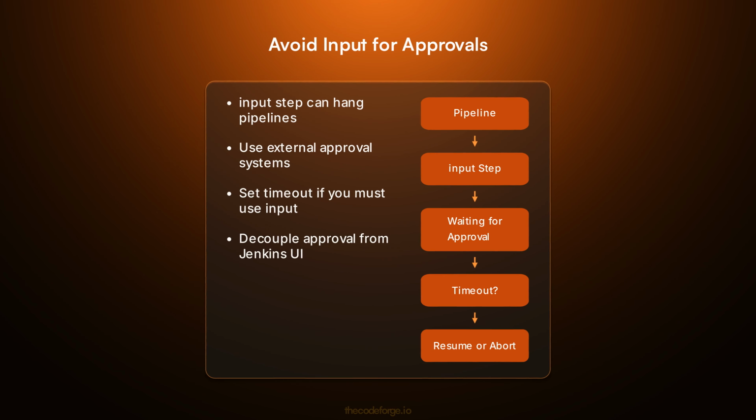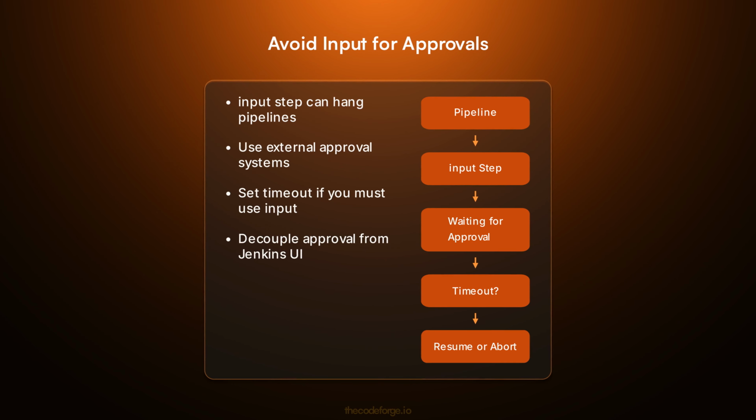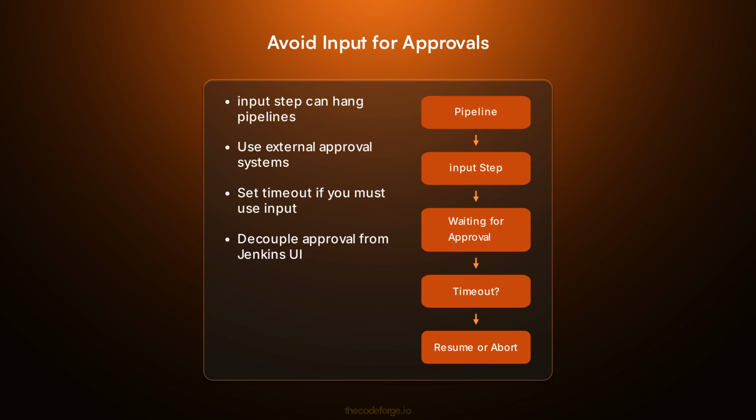The input step pauses the pipeline waiting for user approval. This can cause pipelines to hang indefinitely if the approver is unavailable. Instead, use external approval systems like Slack bots that trigger pipeline resumption via webhooks. If you must use input, always set a timeout.